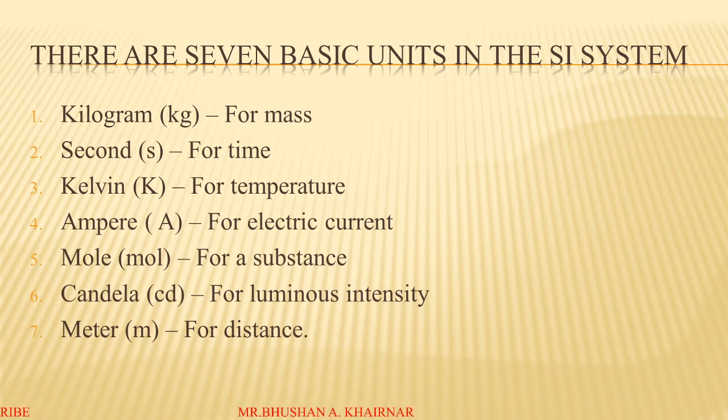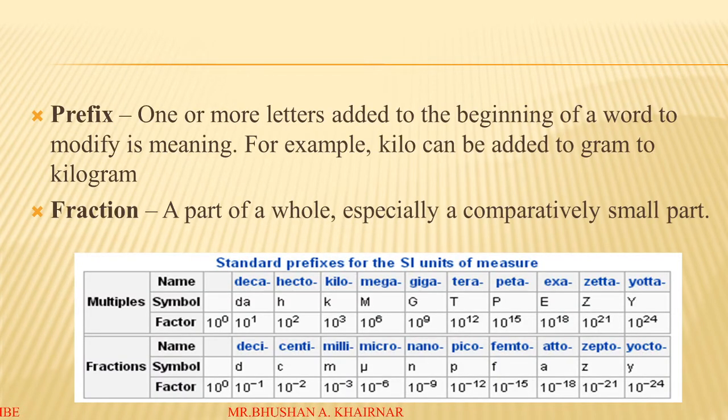So what is a prefix? A prefix is basically one or more letters added to the beginning of a word to modify its meaning. If you only call it a gram, that will be a different thing. But if we add the kilo before the gram, now it will be a kilogram. So for example, kilo can be added to the gram to make kilogram. The meanings of gram and kilogram are two different things.